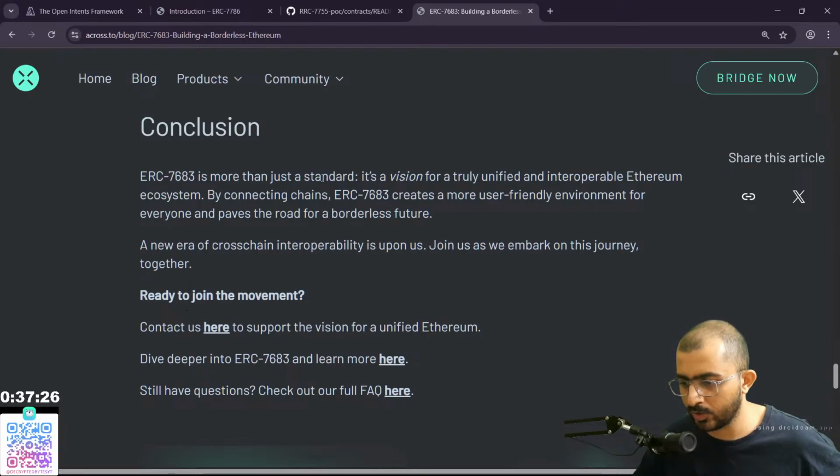Conclusion. It's more than just a standard. Truly unified interop, by connecting chains, creating a more user-friendly environment. Okay, contact us. No, not right now. Let's read this and the FAQs.